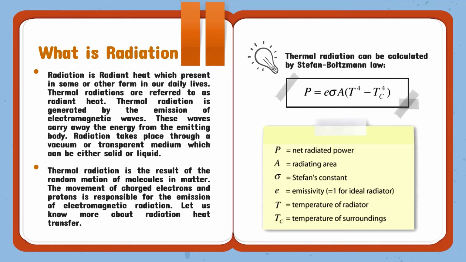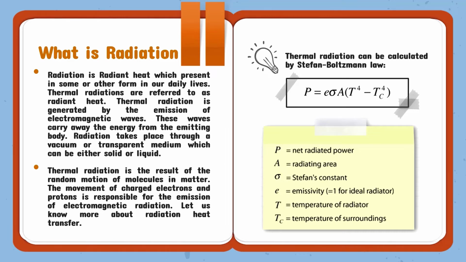Radiation takes place through a vacuum or a transparent medium, which can be either solid or liquid. Thermal radiation is the result of the random motion of molecules in matter. The movement of charged electrons and protons is responsible for the emission of electromagnetic radiation. Let us know more about radiation heat transfer.